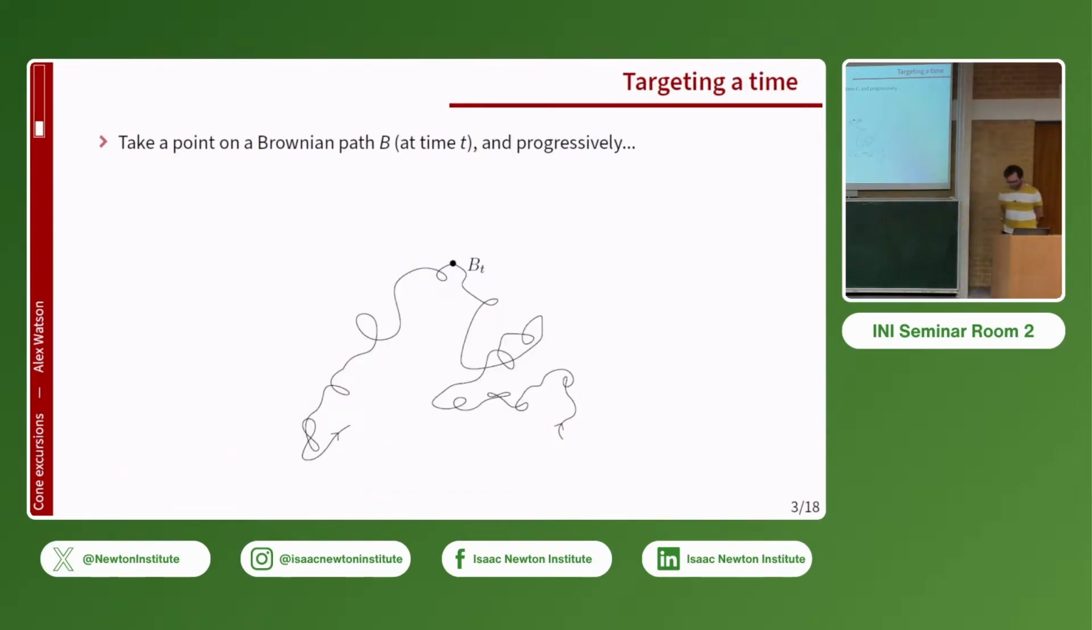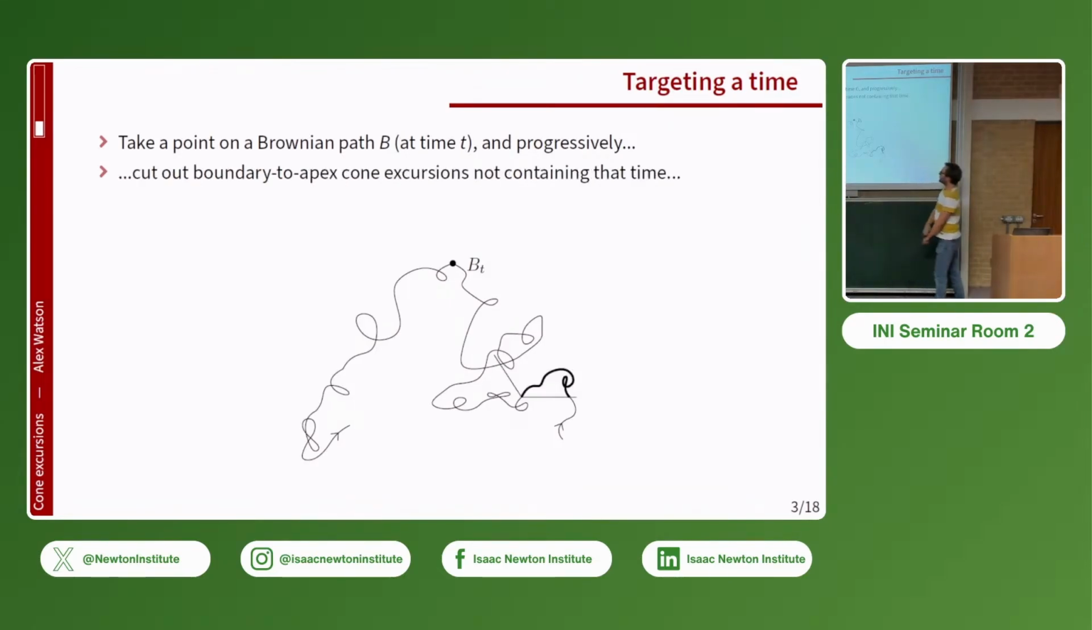So now this is what I want to do. I take a Brownian motion, or any path sort of derived from a Brownian motion, and I'm going to fix a particular time t. And on the picture is marked the Brownian motion at that time. And what I do, and I'll describe how to do this precisely in a second, but for the moment what I do is I go through, I start over here, the path starts here and ends over here. I go through and I find boundary to apex cone excursions as I encounter them, and I cut them out. So there's that bit of path goes away.